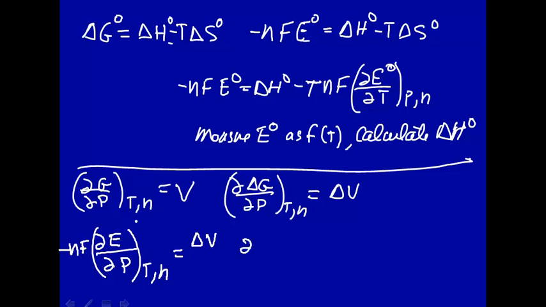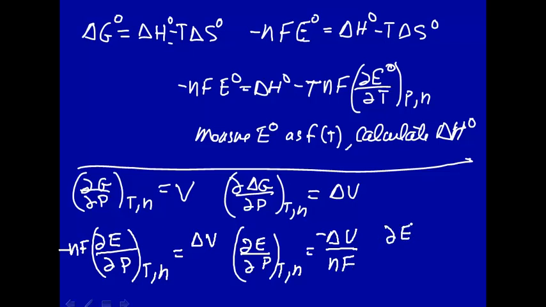Or how does E change with pressure? Well, how E changes with pressure at constant temperature and number of moles is just equal to minus delta V over NF. That's interesting. Or similarly, how the standard cell potential changes with pressure at constant temperature and number of moles is equal to minus delta V0 over NF. So those are the kinds of things you can do.